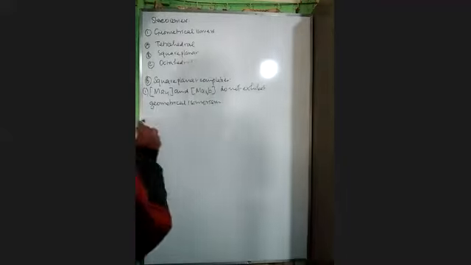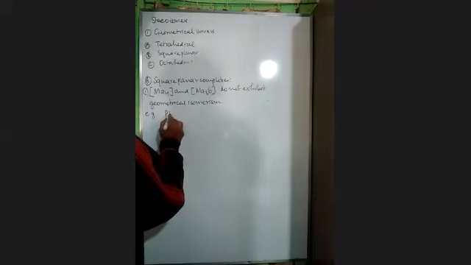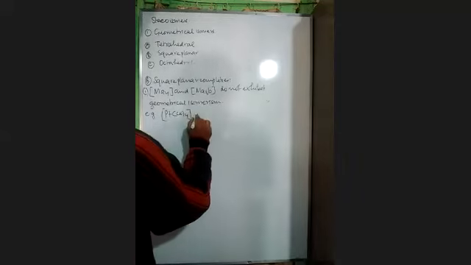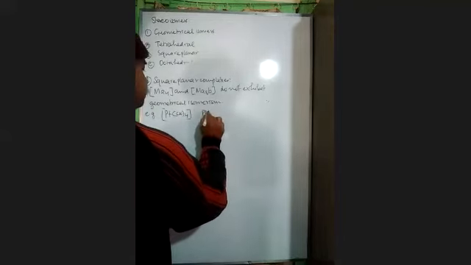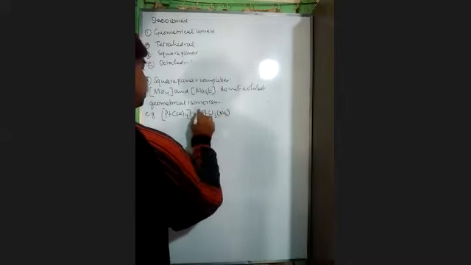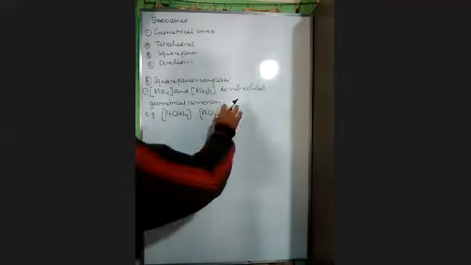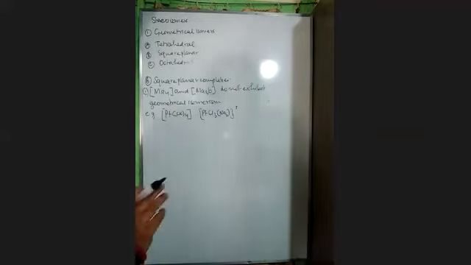Achha, now, what will be the example? See, example is, say it is PtCl4. Okay, this is not going to exist. This is MA4. Second one is PtCl3NH3, say it is minus. This is also MA3B, they are not going to show any geometrical isomerism.